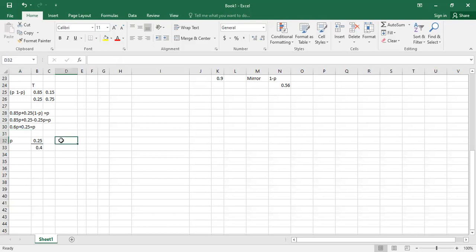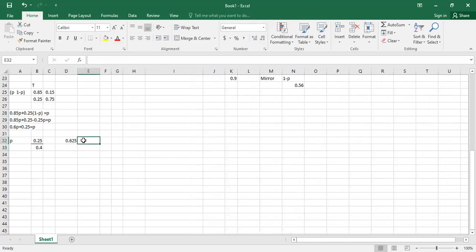So what's the answer? What's our value? 0.625. So the other one, the Q, will be the difference. 1 minus 0.625 should be 0.375. So this will be our equilibrium state before the advertising campaign, right?